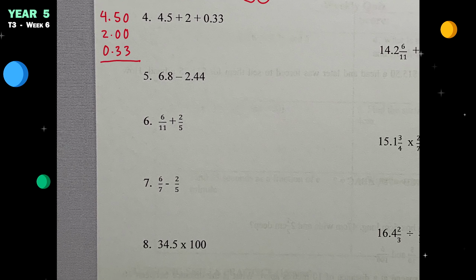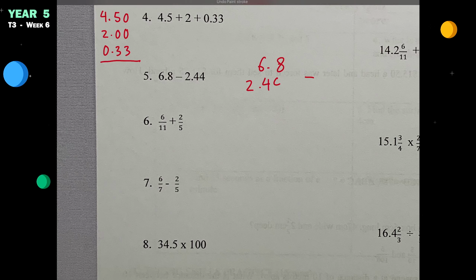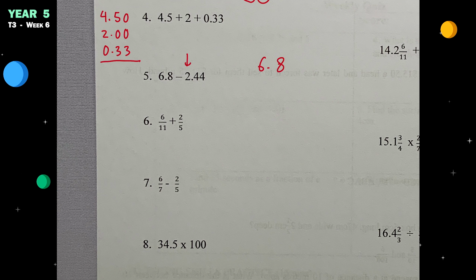Next one is we've got 6.8, and we're subtracting 2.44. Is this how we subtract? No way, because these are whole numbers. Make sure that when you subtract or add, all the decimals line up. So we'll put the decimal here. That means the 2 goes here, and the 4 goes here, and the 4 goes there. This one doesn't have any value, just put a 0, and you do a subtraction.